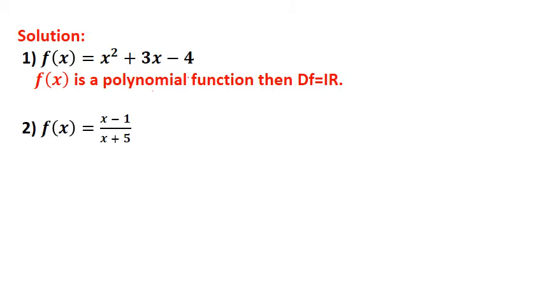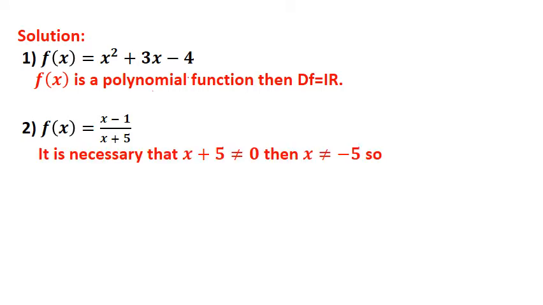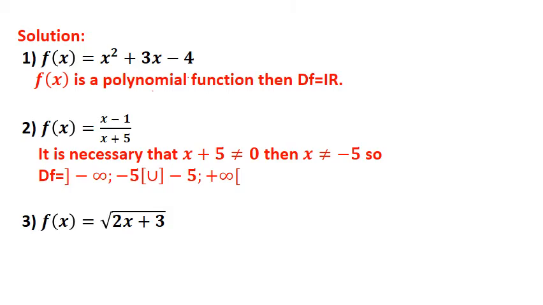Part 2. f(x) = (x - 1)/(x + 5). The condition on f is that the denominator should not be equal to 0. Then it's necessary that x + 5 is not equal to 0, so x is not equal to -5. So the domain of f is from minus infinity to -5 excluded, union -5 to plus infinity.